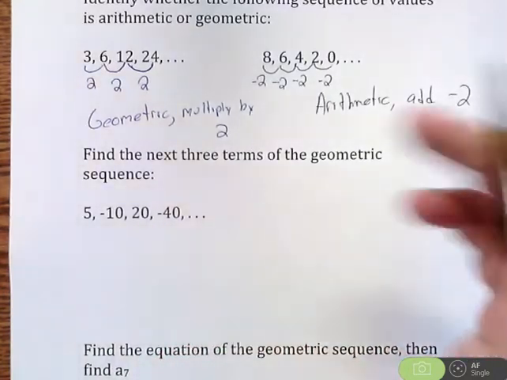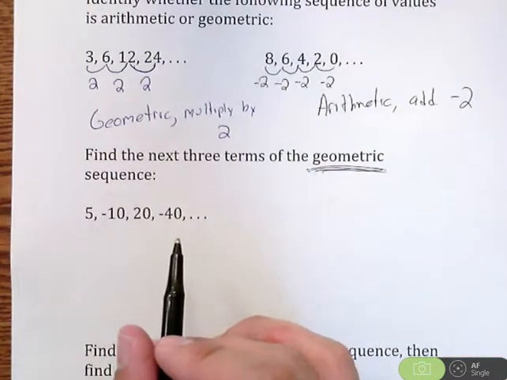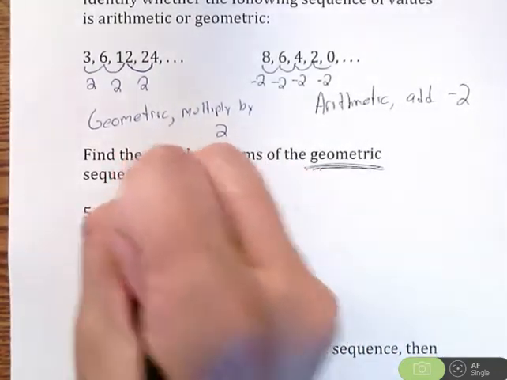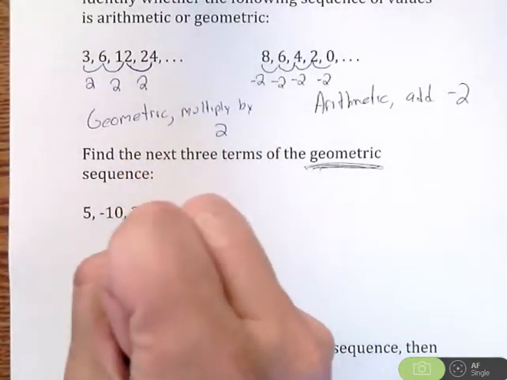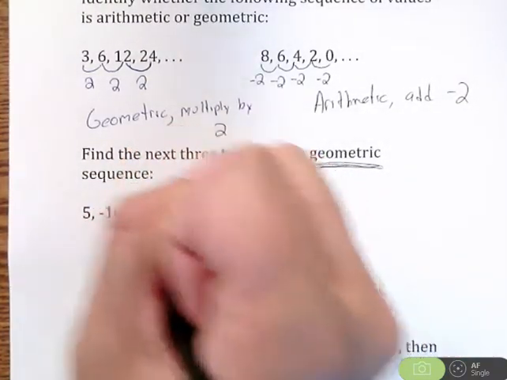So they already told us it's geometric. So what I want to know is figure out what's the pattern here. Since it's geometric, I'm going to do kind of like what I did on this problem. Let's take right, divide by left. So I'm doing negative 40 divided by 20, and I get negative 2.